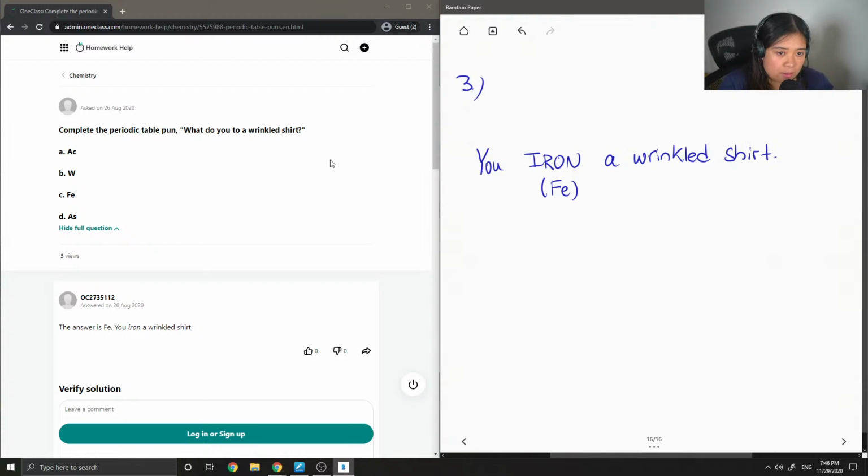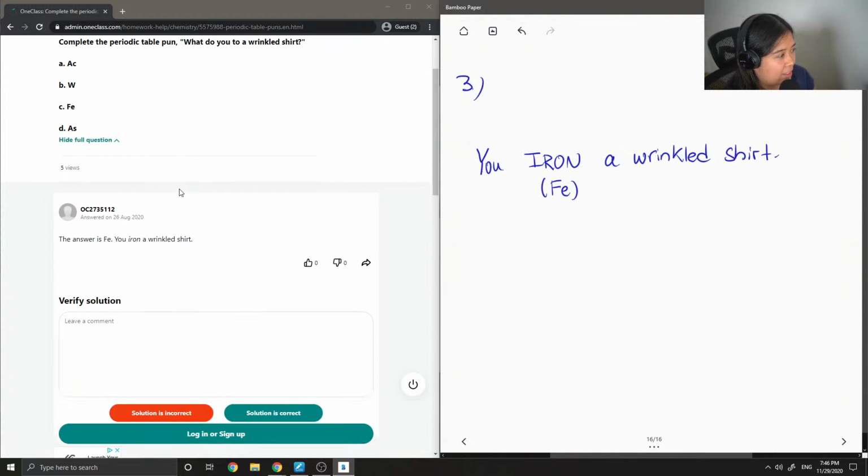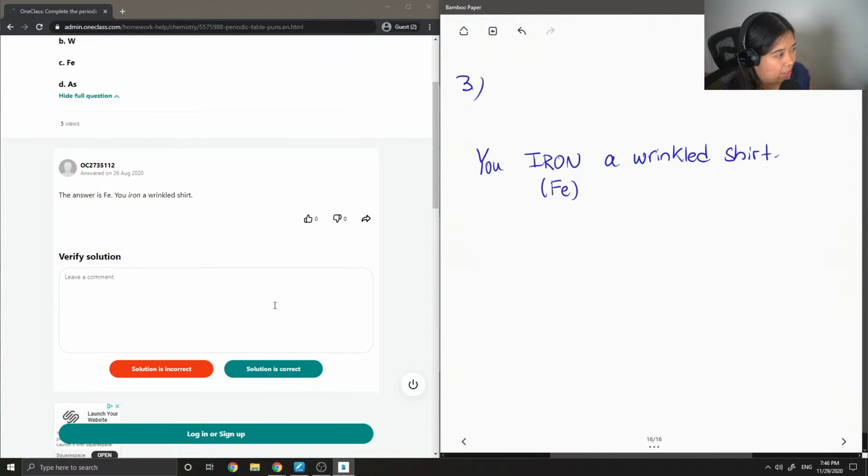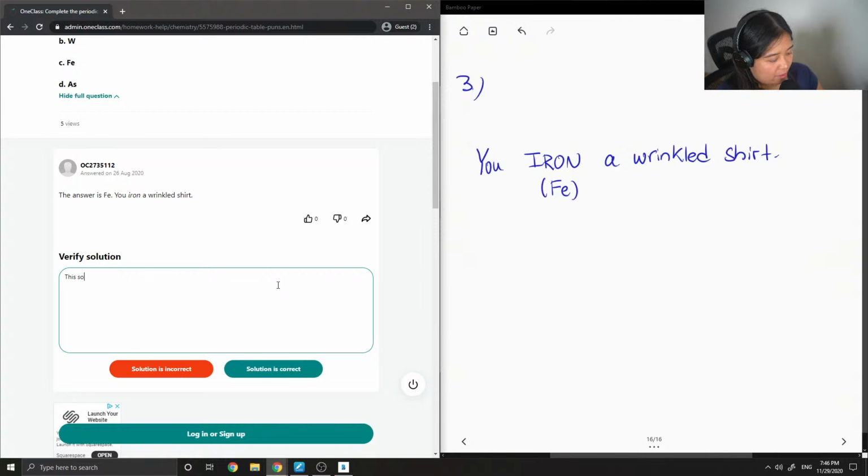Great question. And the junior tutor said the iron is Fe, you iron. Answer is Fe. You iron a wrinkled shirt. Yeah, so this solution is correct. Great job.